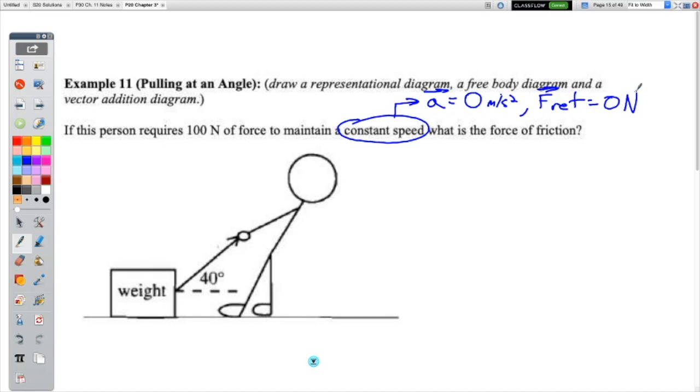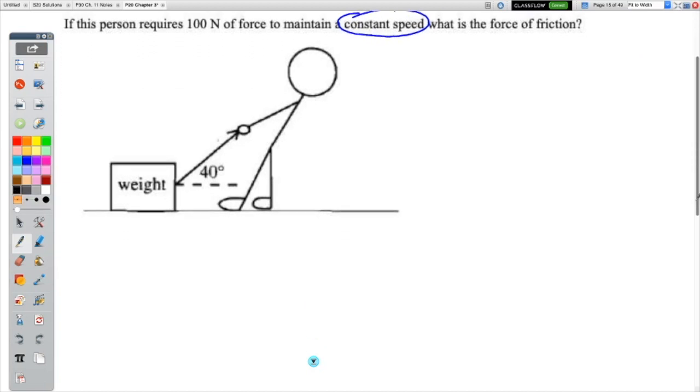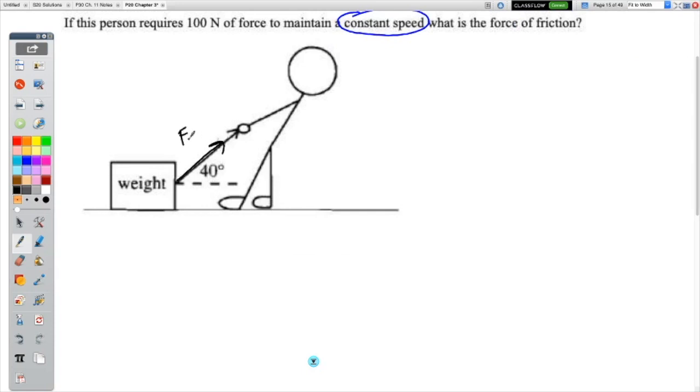But what is the force of friction? Okay, let's first not get ahead of ourselves. Let's draw in some forces. So they're pulling with a force of 100 newtons. We'll call that a tension force, because the box would feel it as a tension through the rope, 100 newtons. Okay, what else is this box feeling? Well, it's got mass, so it's got a force of gravity, a weight.